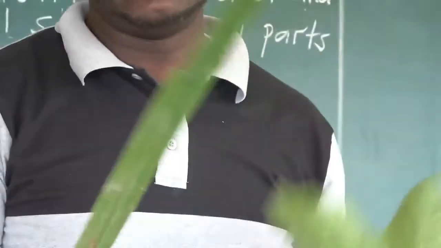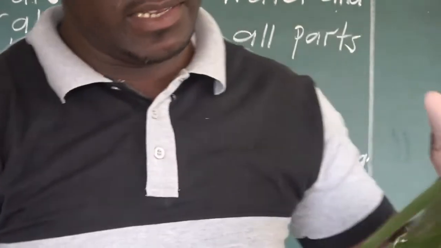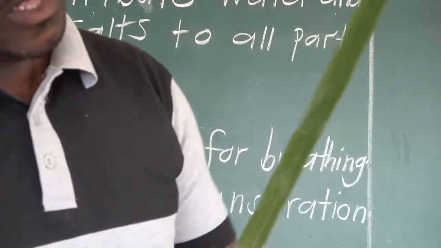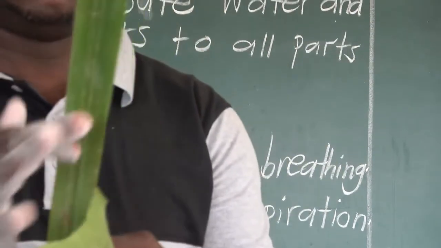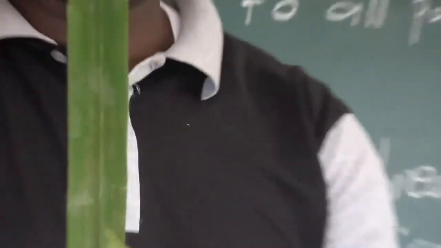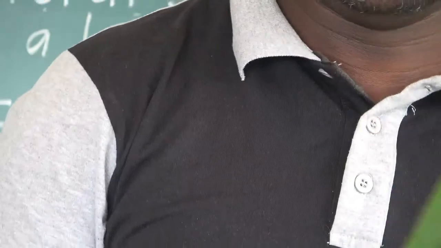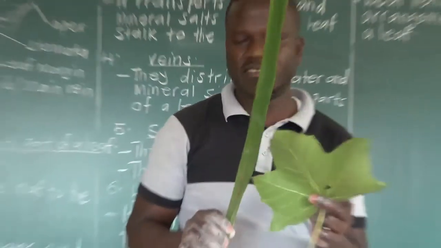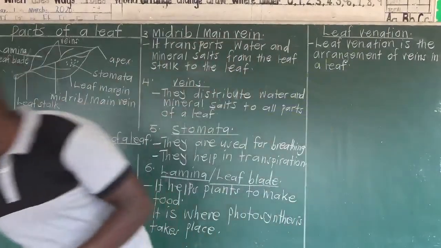Or you can get this one, which has parallel leaf venation. Also, veins are arranged in a leaf in a parallel manner. And this is what we call leaf venation. It's the arrangement of veins in a leaf.